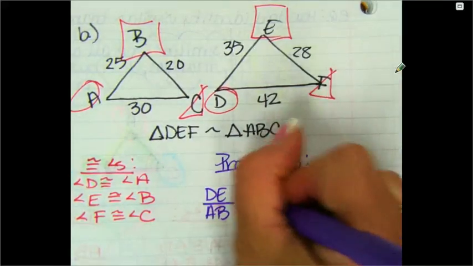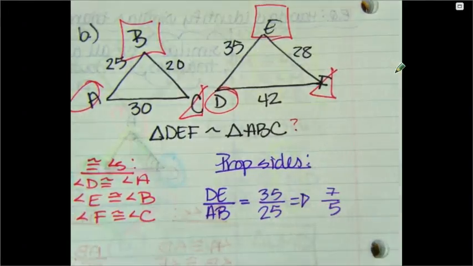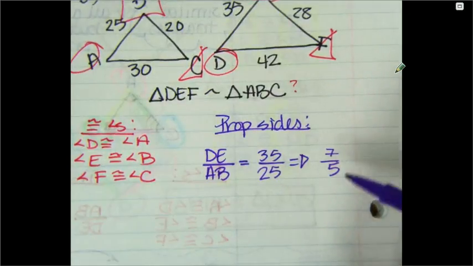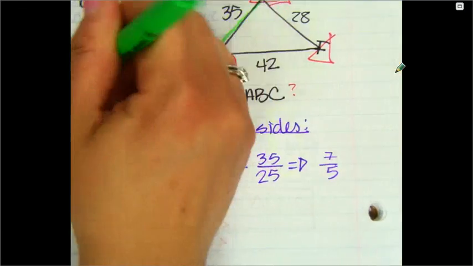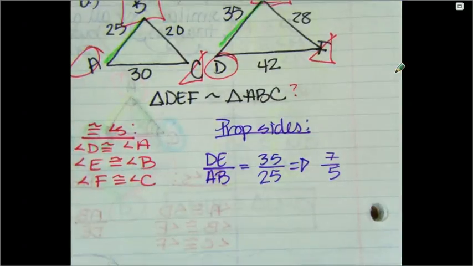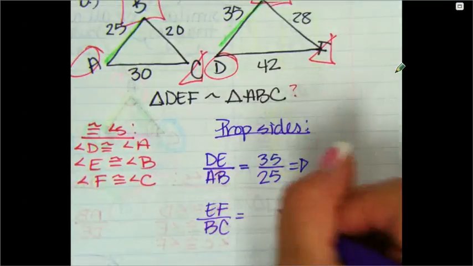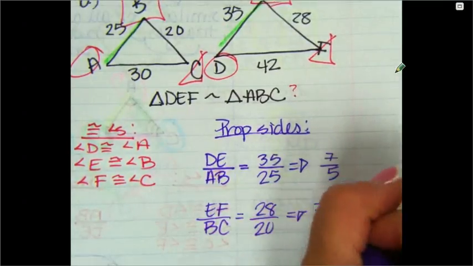Alright, so DE over AB is what? 35 over 25, which we always like to reduce to be what? 7 over 5. Good? I hope that the next two will be 7 over 5, because I said all three of them had to be the same. Now the next side, we went from DE, so where are we going to go? EF over BC. What's EF? 28 over 20, which is 7 over 5.